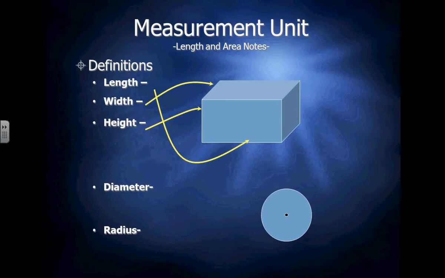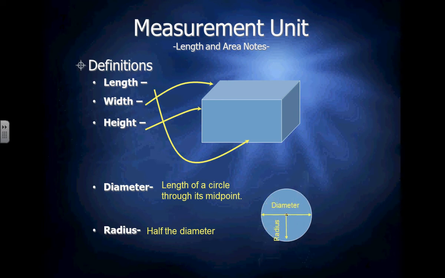We're going to use a slightly different definition. You're on the right track. It's the length of a circle going through the midpoint. Whereas radius is half of that. It goes from the midpoint to the edge. So that's the diameter. This is the radius.